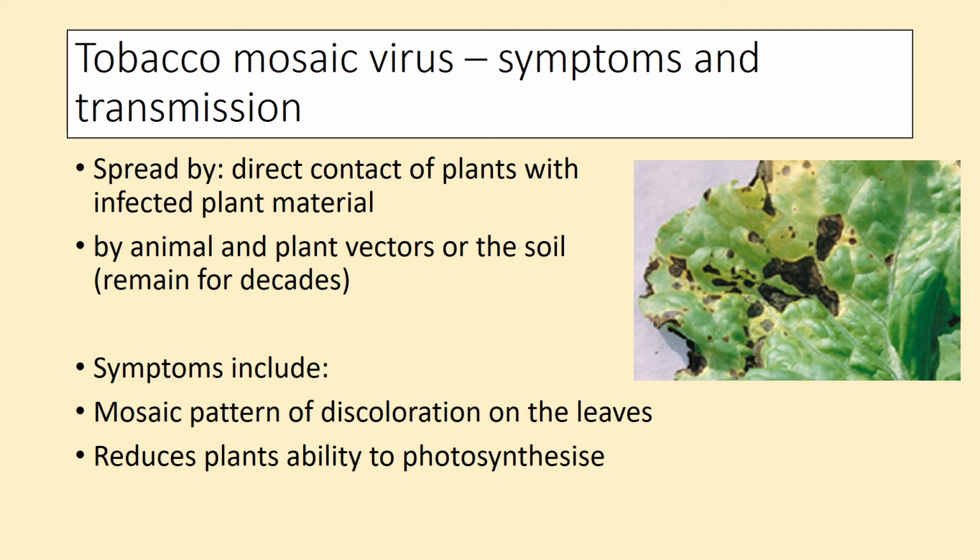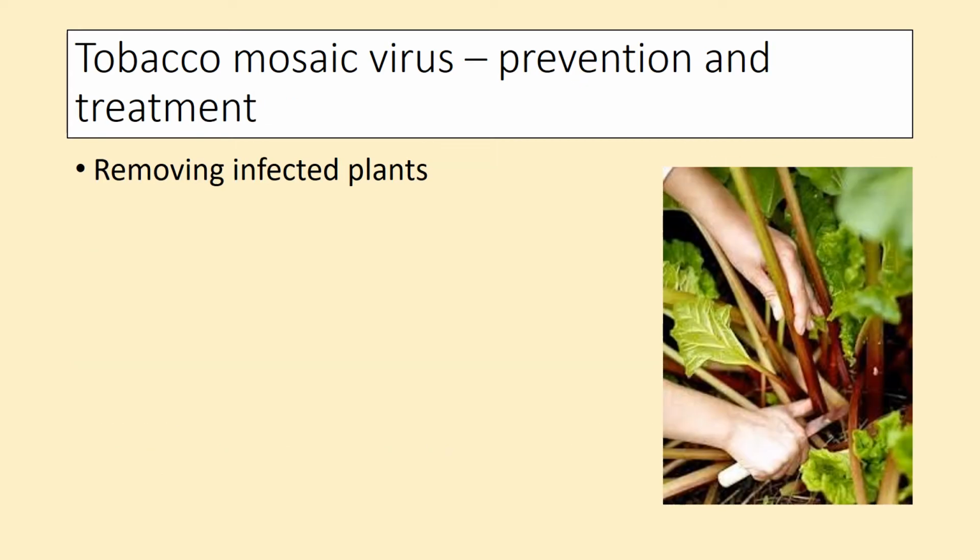Again, this disease can be spread through direct contact of plants or through animal and plant vectors, or in fact even the soil which the plant is put in, which it can remain in for decades. The main method of treatment is to remove the infected plants and burn the plants, get rid of the leaves and so on, and just make sure to keep a close eye on the plants just in case other plants may be infected due to direct contact with the infected plant.